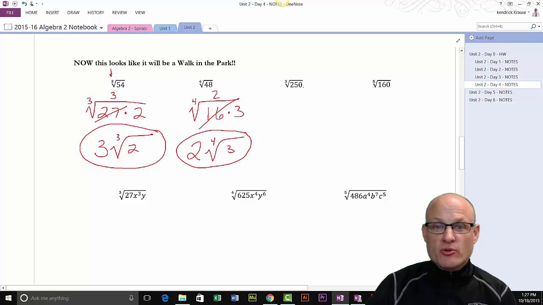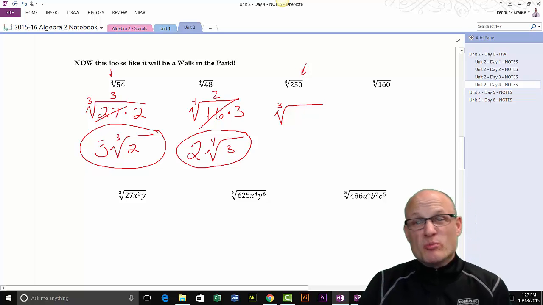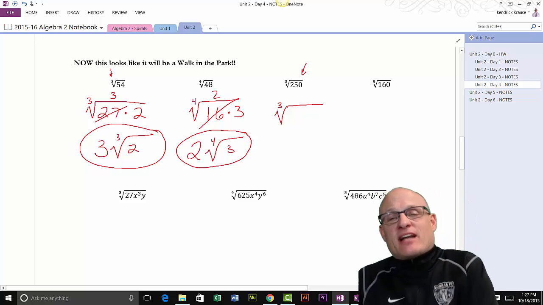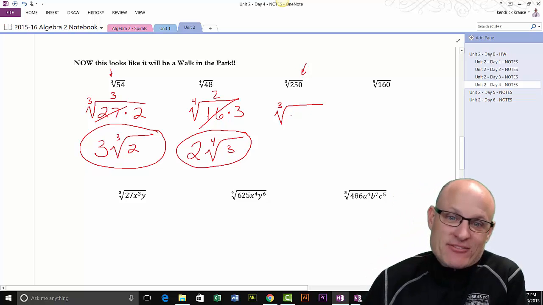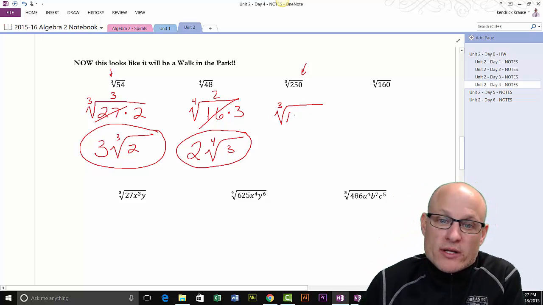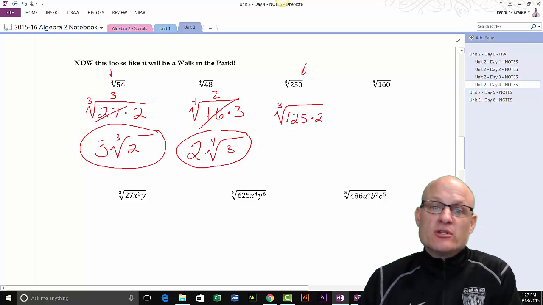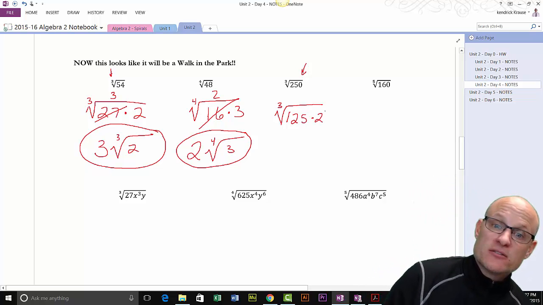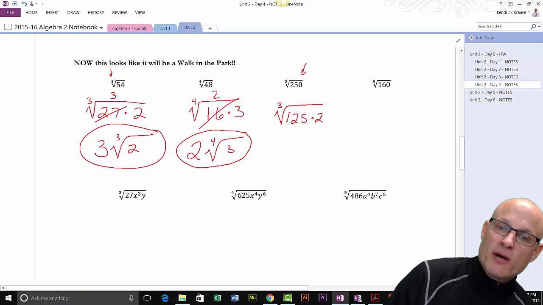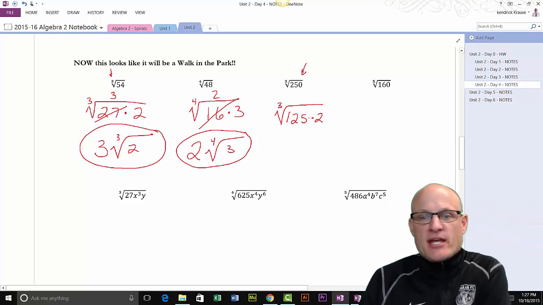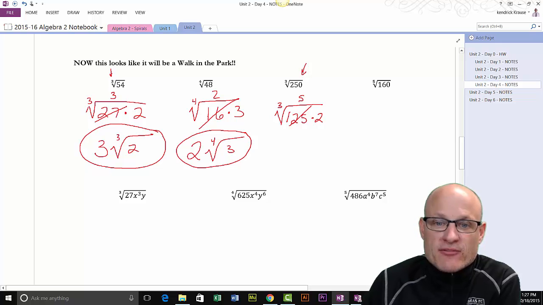So we're looking for a cube root. Again, if it ends in a 0 or 5, it's probably going to be 5. But I've got to think about what perfect cube has a 5 in it. 5 times 5 times 5, if you remember correctly, is 125. And 125 times 2 is 250. And what's the cube root of 125? It's 5. So my final answer here is 5 cube roots of 2.